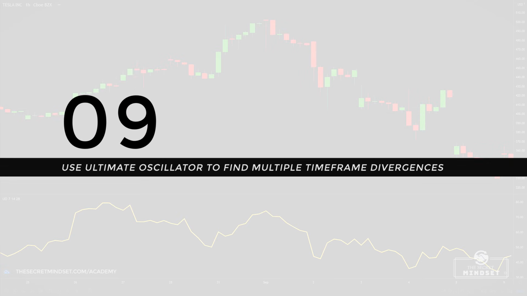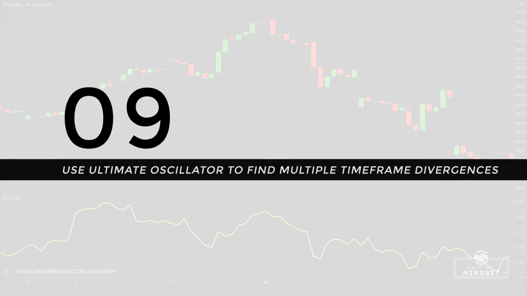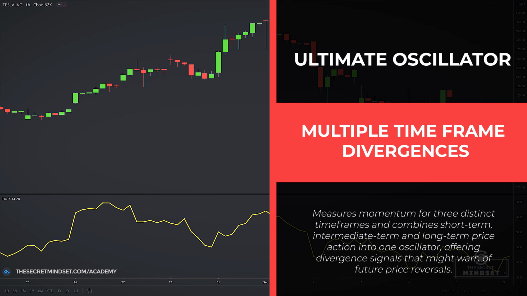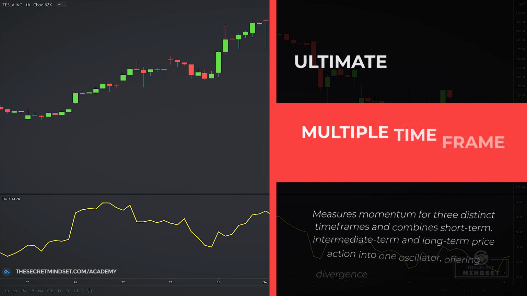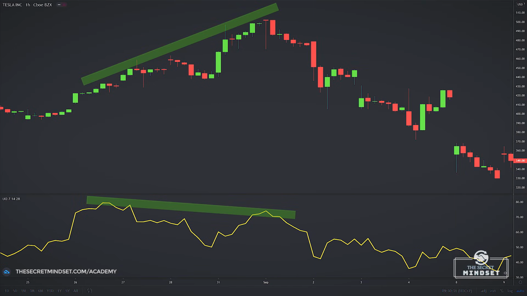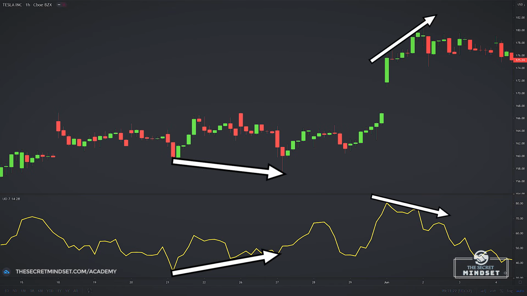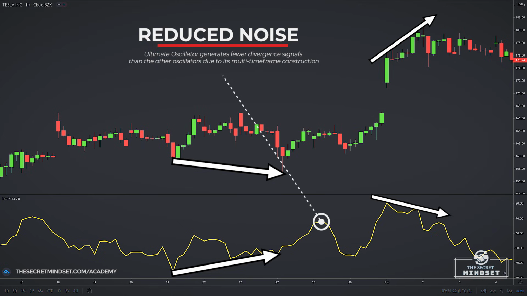Number 9. Use Ultimate Oscillator to trade multiple timeframe divergences. The Ultimate Oscillator combines short-term, intermediate-term, and long-term price action into one oscillator, and offers divergence signals that might warn of future price reversals. It basically measures momentum for 3 distinct timeframes. The second timeframe is double compared to the first, and the third timeframe is double compared to the second. Even though the shortest timeframe carries the most weight, the longest timeframe is not ignored, which reduces the number of false divergences. The Ultimate Oscillator generates fewer divergence signals than the other oscillators due to its multi-timeframe construction, so the market noise is greatly reduced.